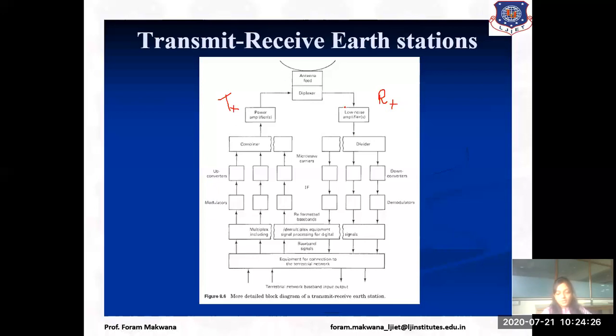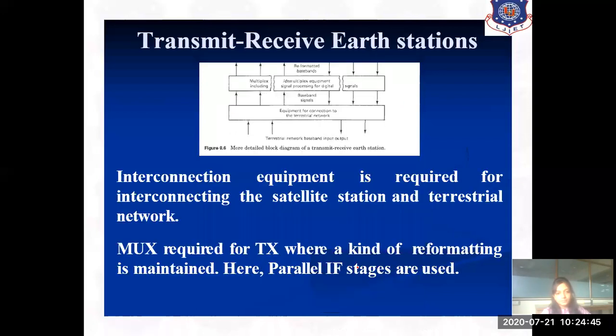The first block of any receiver is the low noise amplifier, then the signal is divided, then down converted, which means we decrease the frequency, then demodulated, and again we receive the signal for the terrestrial network. So these are the inputs, these are the outputs. Interconnection equipment is required for interconnecting the satellite station and the terrestrial network. It is a must for TX, where a kind of reformatting is maintained.